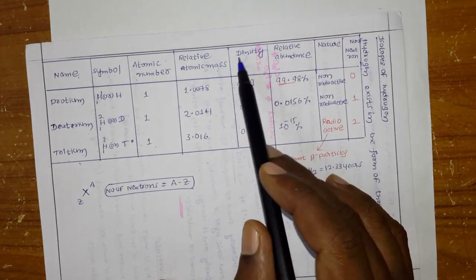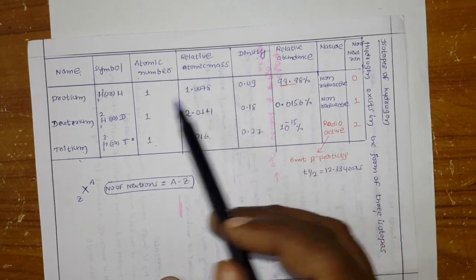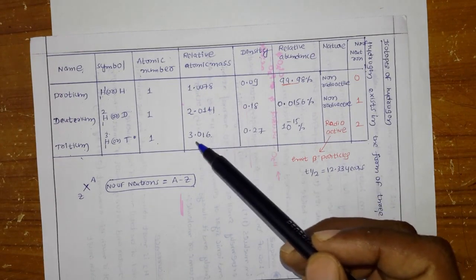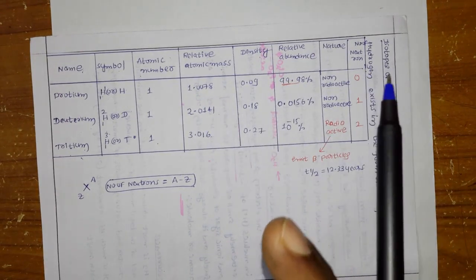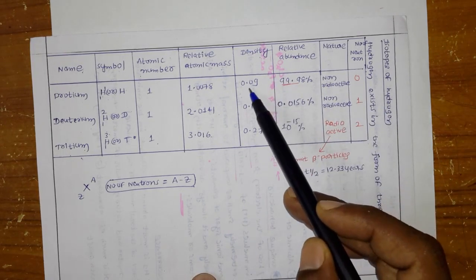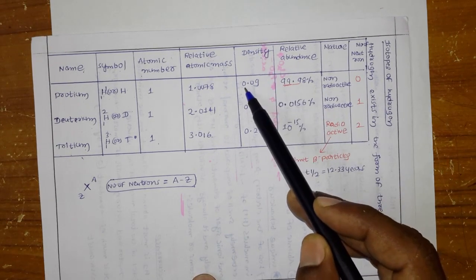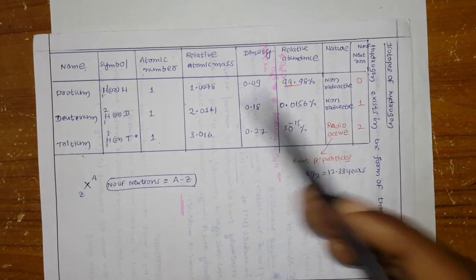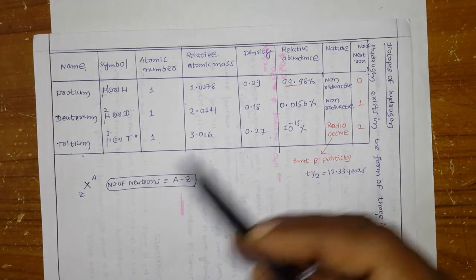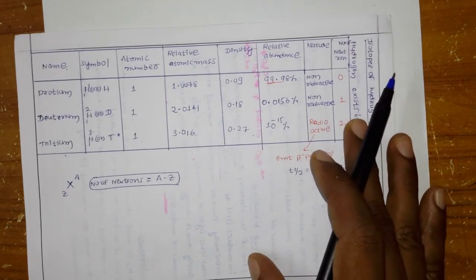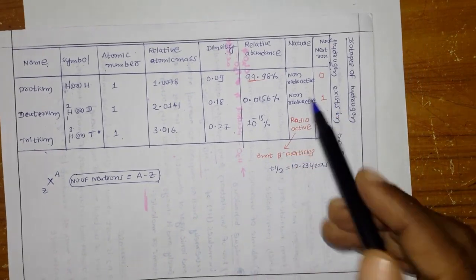Okay, now come to the density. The density increases as the atomic mass increases. You know that when the mass increases in a particular volume, the density also increases. Look here, the density is 0.09, next 0.18, and 0.27. Because the mass is increasing in a particular volume, that is the reason why density also increases.